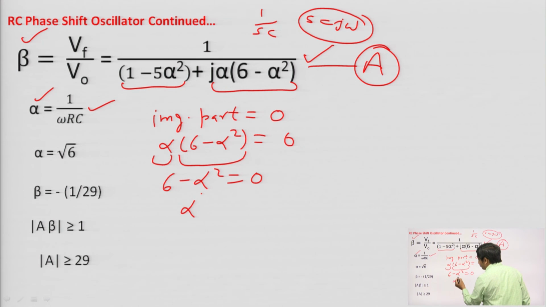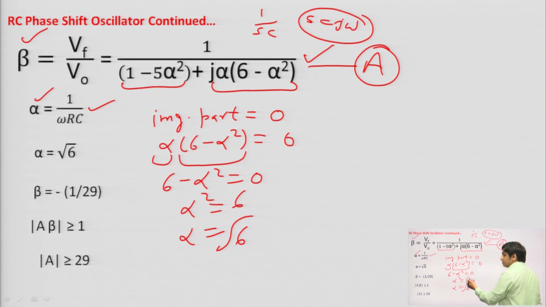So, from here what will be the value of alpha? Alpha square will be 6, alpha will be under root 6, although it is plus minus under root 6, but there is no meaning of minus sign because alpha is 1 upon omega RC, frequency is positive, R and C cannot be negative, right. So, there is no meaning of minus under root 6. So, alpha is equal to under root 6.